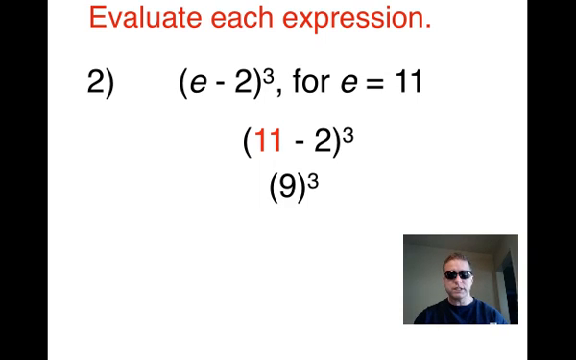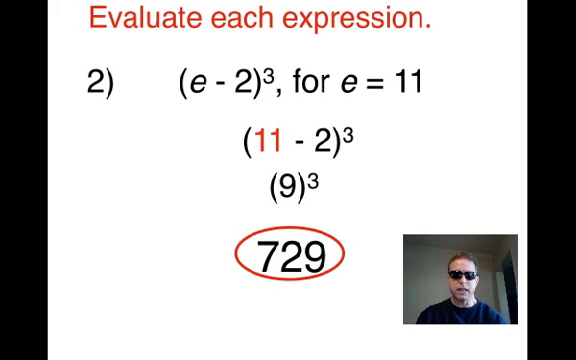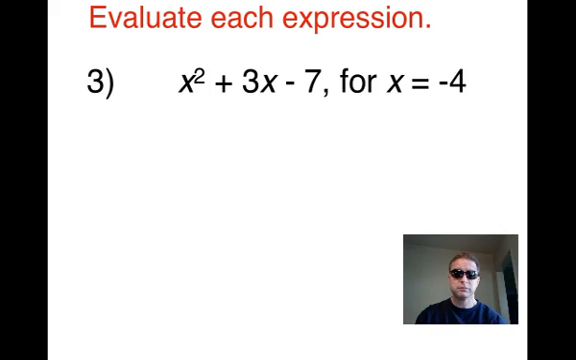Now, if you're doing this at home, I don't mind if you use a calculator because you're probably not going to be able to do this in your head. It might be a little bit tough. But basically, we have 9 to the third power, so 9 times 9 is 81, times 9 is 729. Is that what you got? I hope so. If not, then you need to ask questions.